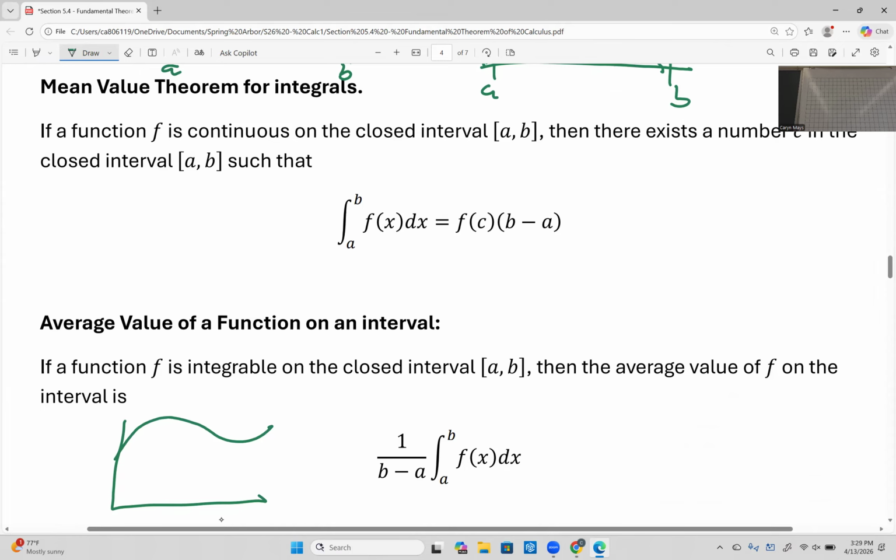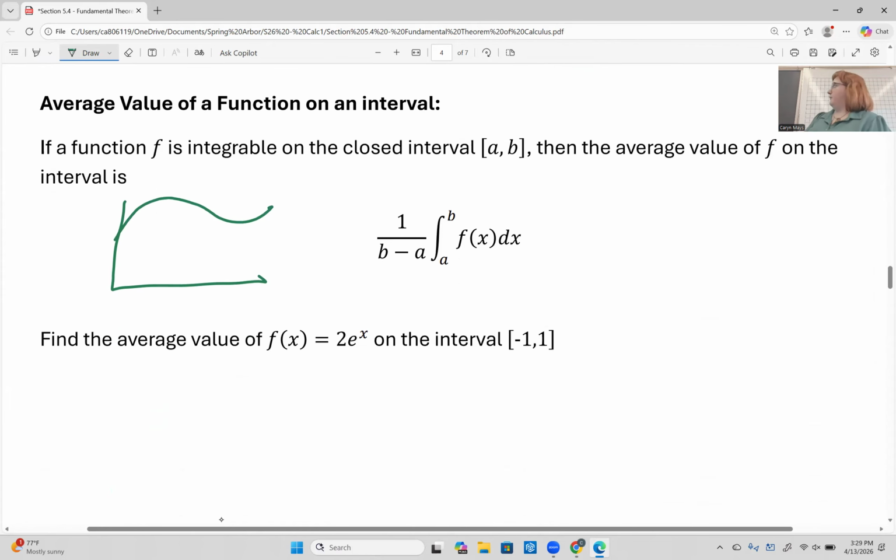The integral is taking all those little values in a little rectangle type sense, and then dividing by all those numbers added up together. B minus A is ultimately turning that divide by 10, divide by 5, divide by whatever into how we would do it with an integral. So if I want to find the average value, the average output I get along a curve, I find the integral and divide by B minus A.